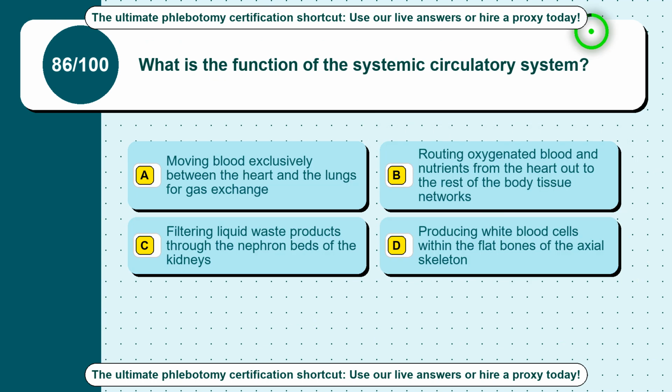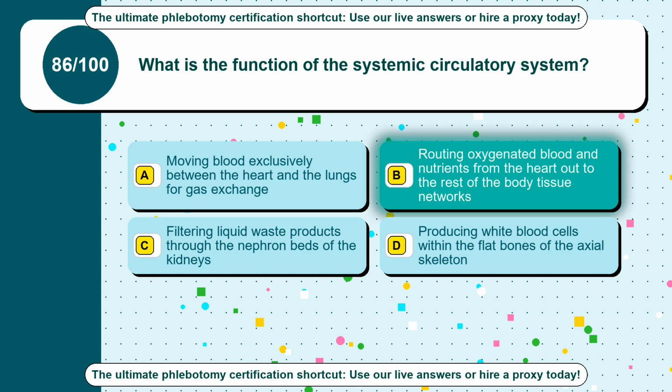Question 86. What is the function of the systemic circulatory system? Option A. Moving blood exclusively between the heart and the lungs for gas exchange. Option B. Routing oxygenated blood and nutrients from the heart out to the rest of the body tissue networks. Option C. Filtering liquid waste products through the nephron beds of the kidneys. Option D. Producing white blood cells within the flat bones of the axial skeleton. The correct answer is option B.